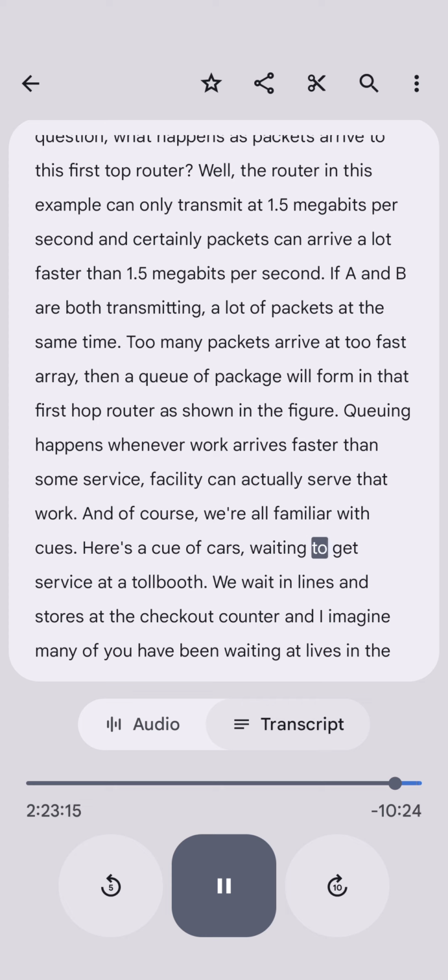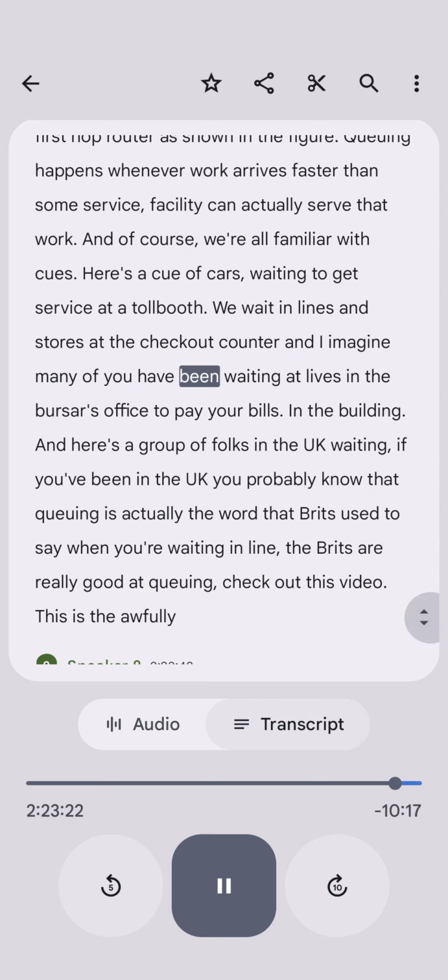Here's a queue of cars waiting to get service at the toll booth. We wait in lines in stores, at the checkout counter, and I imagine many of you have been waiting in lines in the bursar's office to pay your bills. Here's a group of people queuing to get in the building, and here's a group of folks in the UK waiting. If you've been in the UK, you probably know that queuing is actually the word that Brits use to say when you're waiting in line. The Brits are really good at queuing.